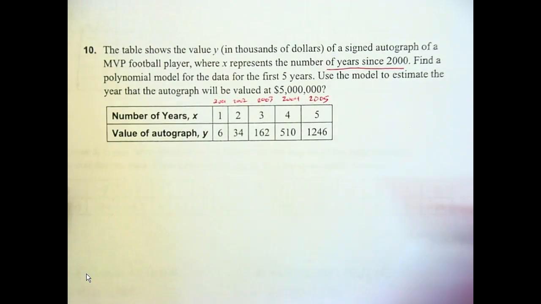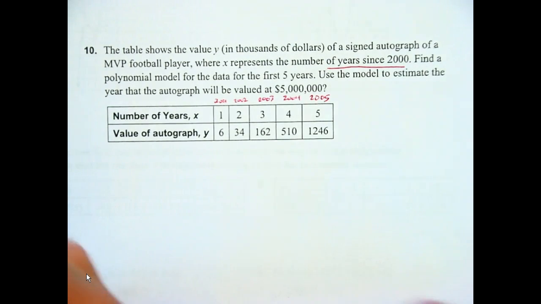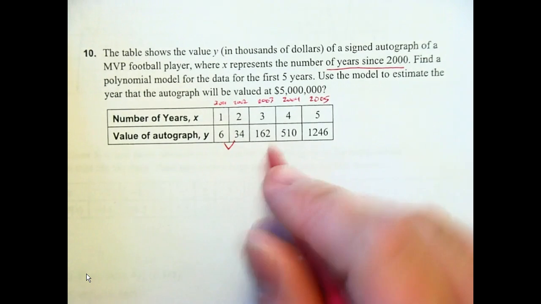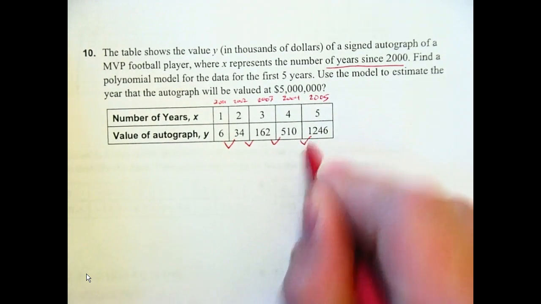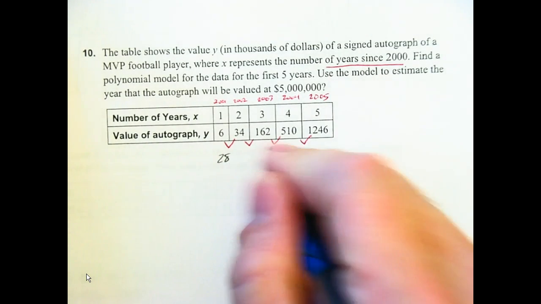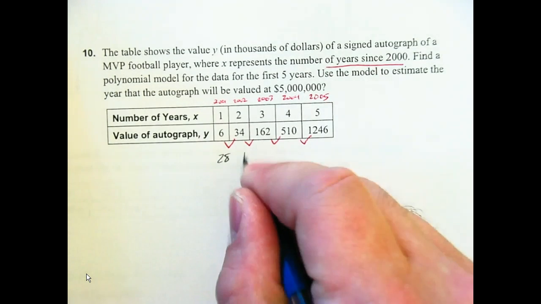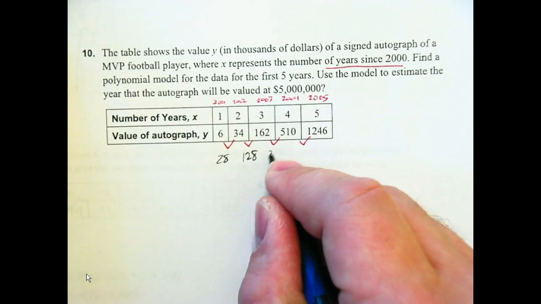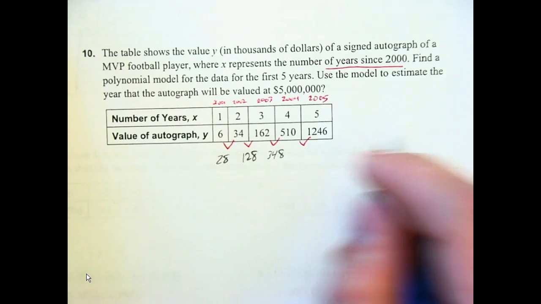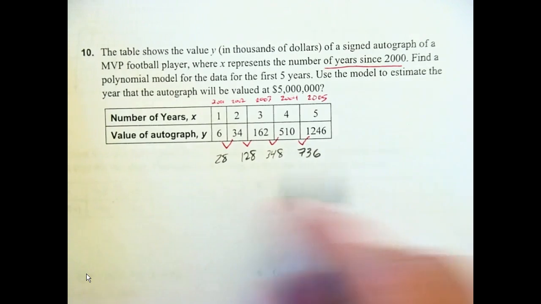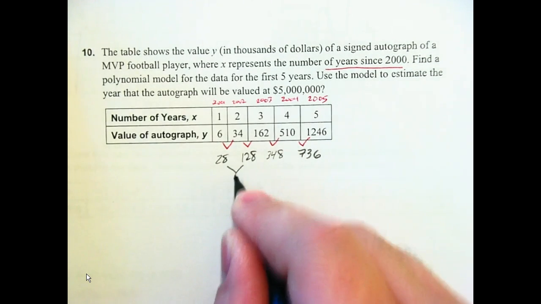All right, you guys, we can do this a couple ways. First, you can estimate what your polynomial degree is by finding your differences. So 6 to 34, I get a difference of 28. 34 to 162, 510 or 162 to 510, 348, and 510 to 1264, 736. Okay, obviously not a common difference, so we move down another level.